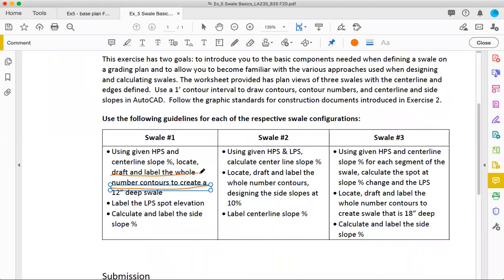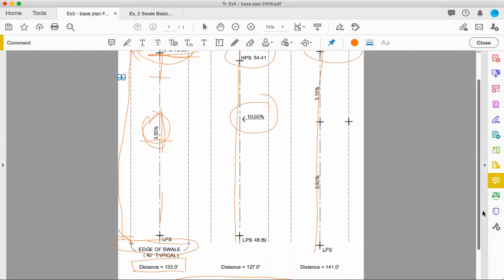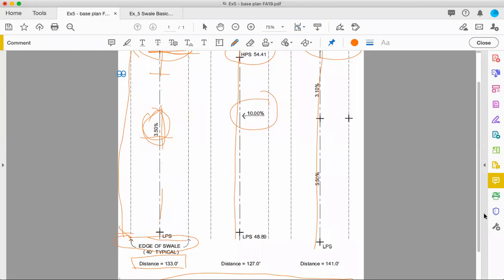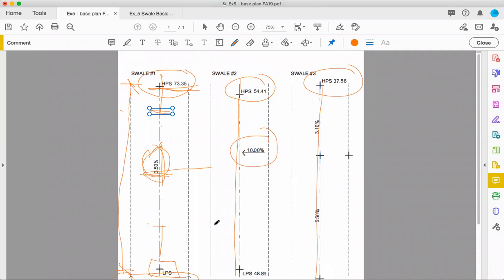the example, right? Because now we need to find where the 73 contour is along the center line. What about 72, 71? Once you calculate the LPS, you would know the lowest elevation, so you will know which whole number contours you need to plot along the center line, right? In order to find the contour spacing here, you only need to know the centerline slope.